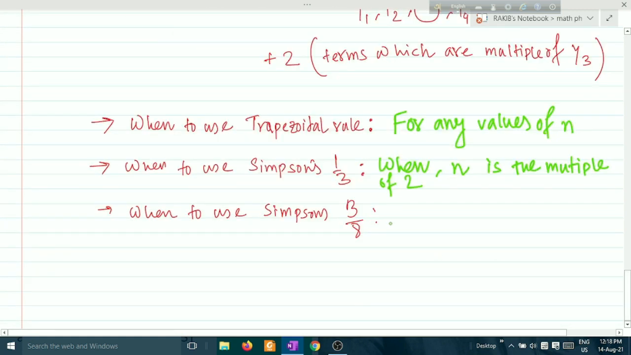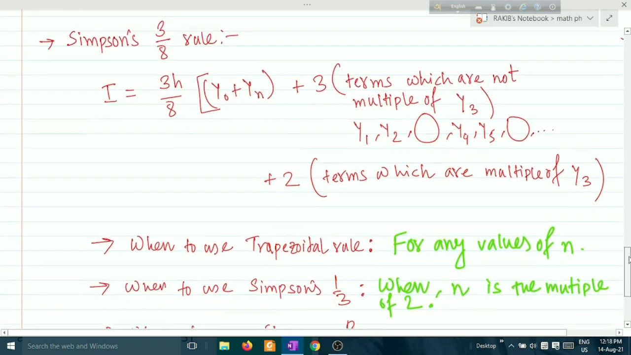And when to use the Simpson 3/8 rule? When n is a multiple of 3. You have to remember this. Now I am going to the geometrical fact.